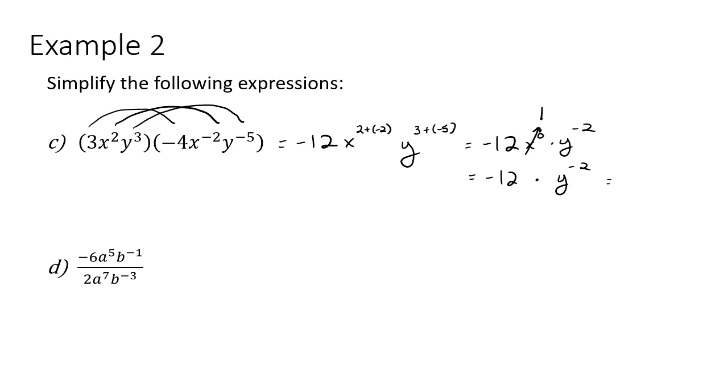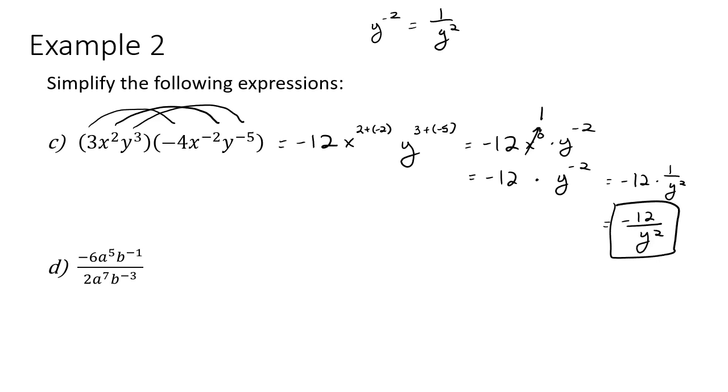My last step here is that a lot of times we don't like leaving negative exponents in our final answer. Negative 12 times y to the negative second is correct, but it looks a little bit nicer if we bring that negative second power down to the denominator. Remember, y to the negative second is 1 over y squared. And then we multiply that by negative 12. In fact, let me write out the details for this one, which would just give us negative 12 over y squared.